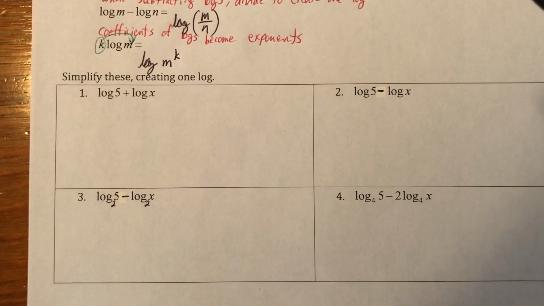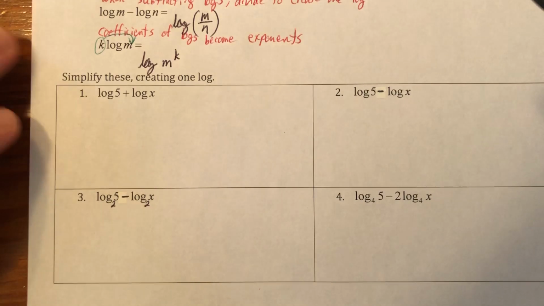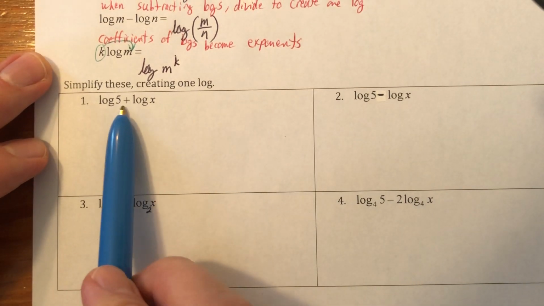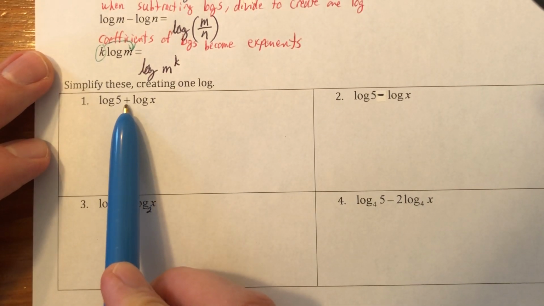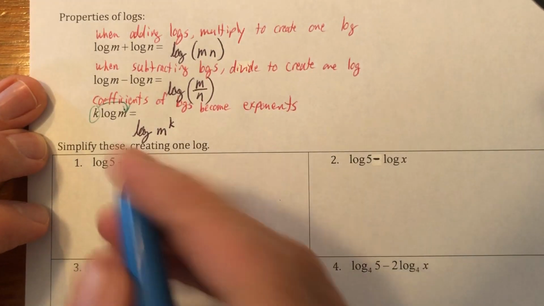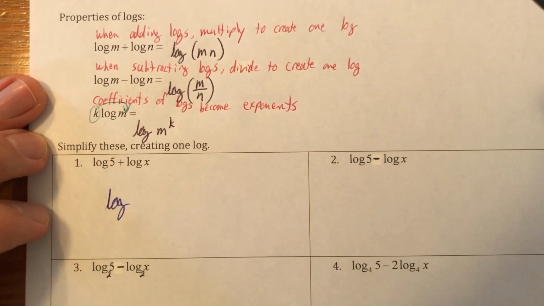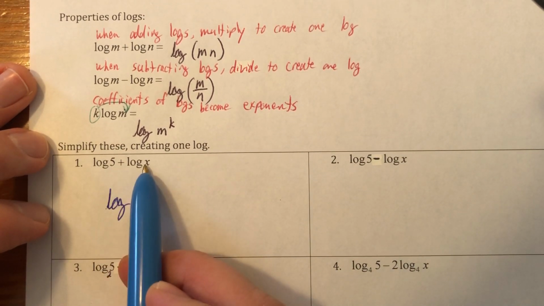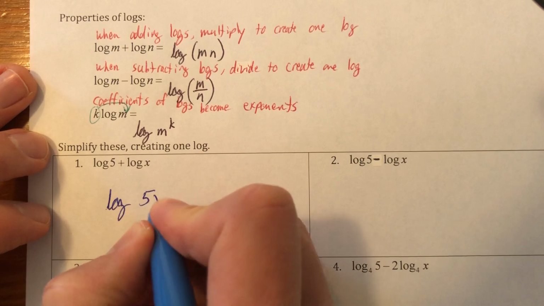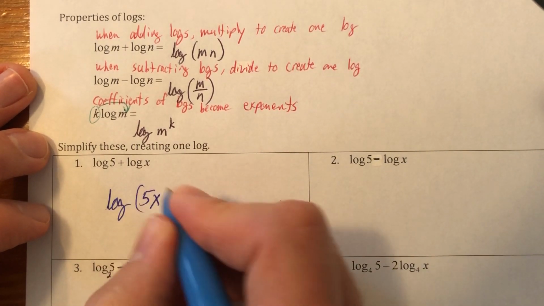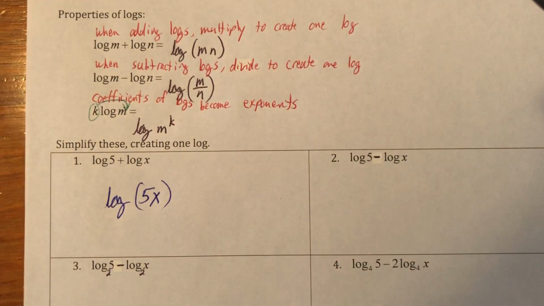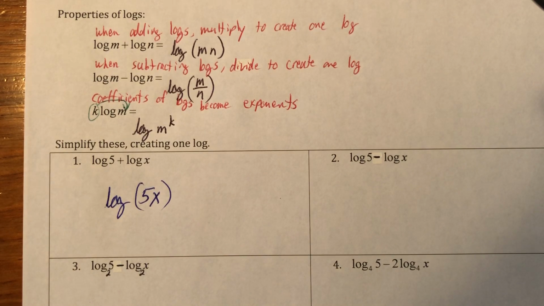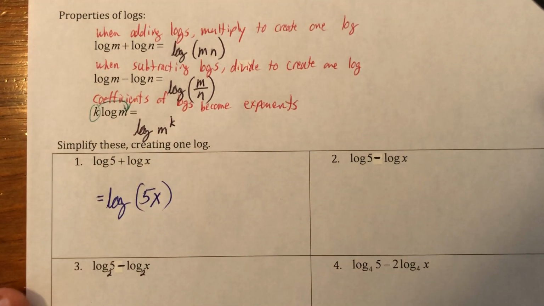Okay, so down here I've had to make a few corrections. Yours will be correct. But here goes. Let's start with the first one. I'm adding logs. When I add logs, then I will create one log by multiplying. So, one logarithm, and 5 and x makes 5x. Some people put parentheses, some people don't. It's implied either way. I'm going to leave it. We're done. That's it. It's that easy, I promise.